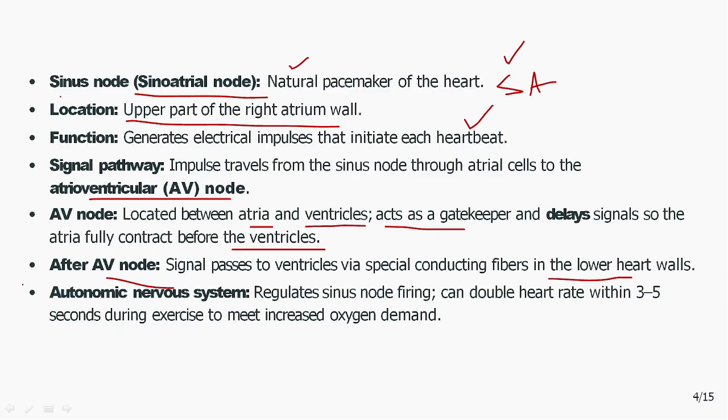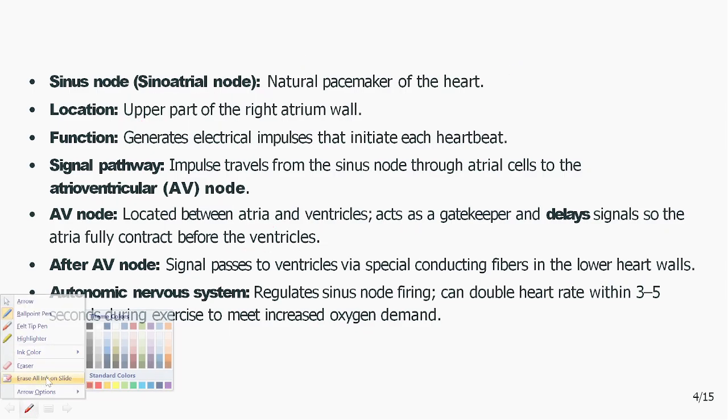This signal generation and transmission is controlled by the autonomic nervous system, which regulates sinus node firing and can double the heart rate within 3 to 5 seconds during exercise to meet increased oxygen demand. So it is not under our control; it is completely under the control of the autonomic nervous system.